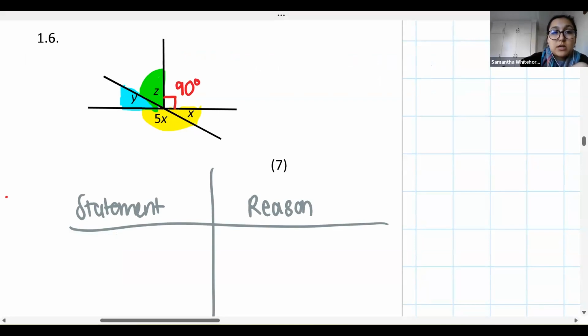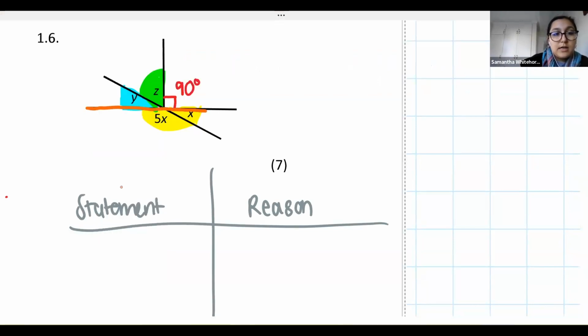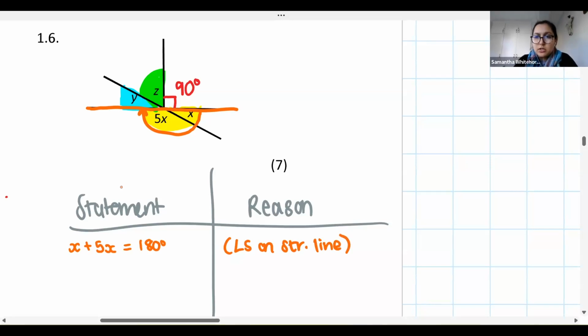And the reason I'm going to start with X is because I can see that I have a straight line here. So here's my straight line. And X and 5X are angles on a straight line. So I know that if I say X plus 5X, I must get 180 degrees because these angles are angles on a straight line. Okay, now I can start to solve my equation.